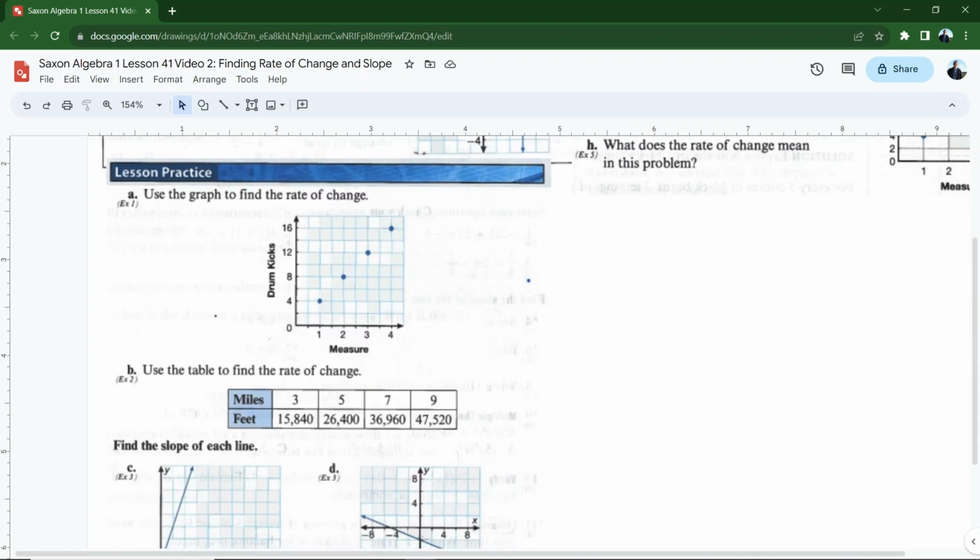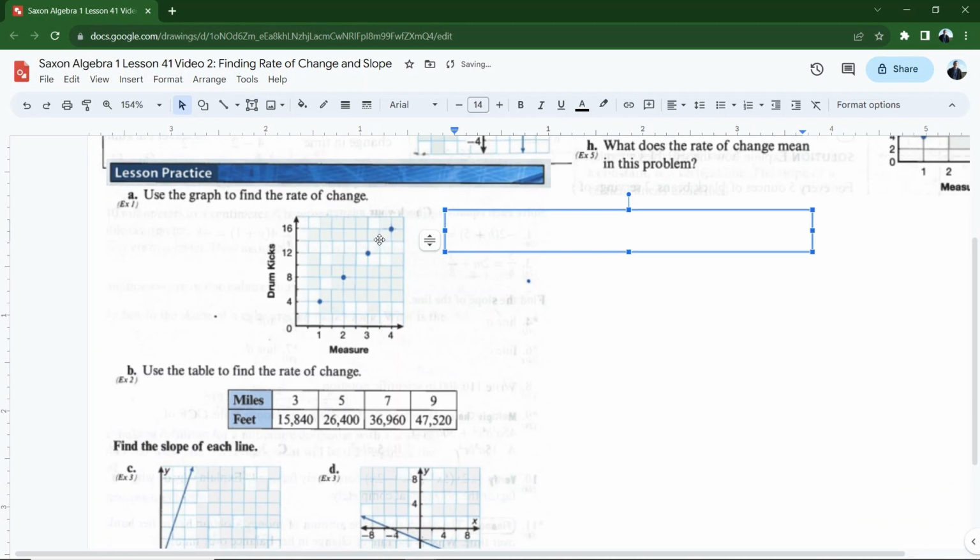All right, let's do some practice problems. Letter A asks us to use the graph to find the rate of change. Well, this shouldn't be too hard because we just need to find a rise and a run between 2 points. We could use any 2 points, but I'm going to use 2 consecutive points because that's the easiest. So as I look at this, we go up. Now I have to look at my scales. It looks like we go up 2, but actually this graph counts up by 2. So we go 2, 4.